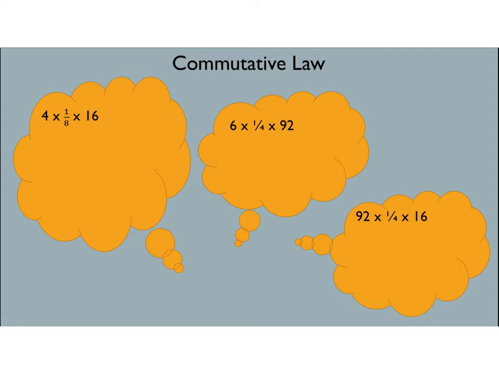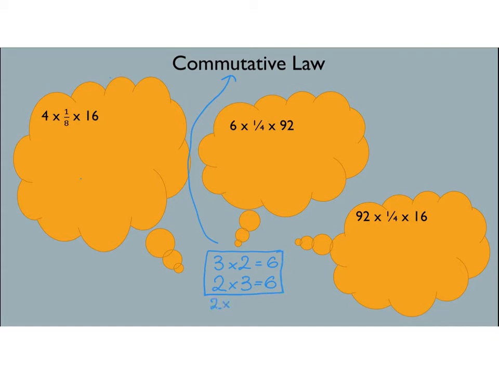Okay, so on the first question, we have 4 times an eighth times 16. Now, 4 times an eighth, I could do that, but there's actually a simpler way to do it. If you think back to primary school, 2 times 3 has got the same answer as 3 times 2. They both equal 6. This thing called the commutative law means that it doesn't matter what order you do a multiply in, you get the same answer.